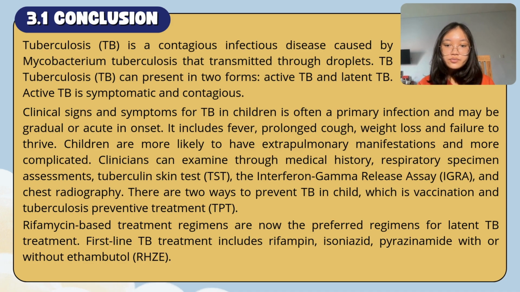Clinicians can examine through medical history, respiratory specimen assessment, TST, interferon gamma release assay, and chest radiography. There are 2 ways to prevent TB in children, which are vaccination and TPT, or tuberculosis preventive treatment. Rifampicin-based treatment regimens are now the preferred regimens for latent TB treatment. First-line TB treatment includes rifampicin, isoniazid, pyrazinamide, with or without ethambutol, or RHZE.